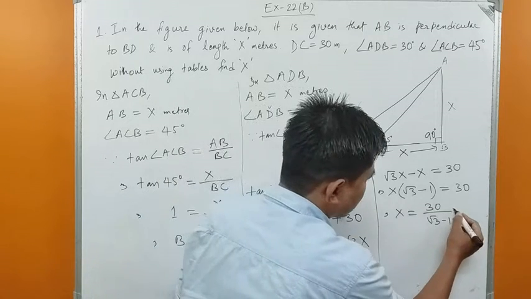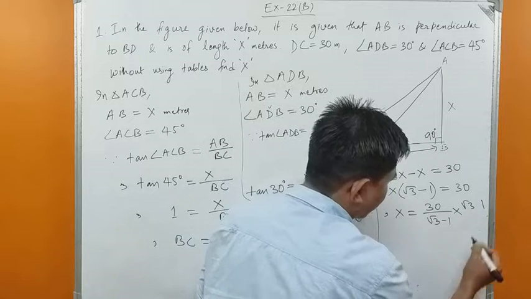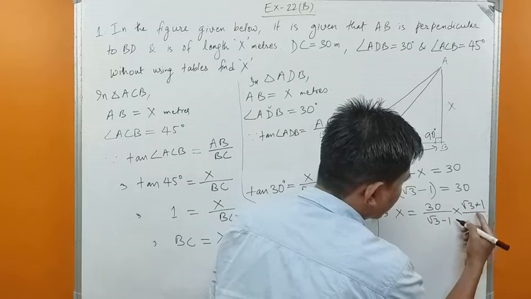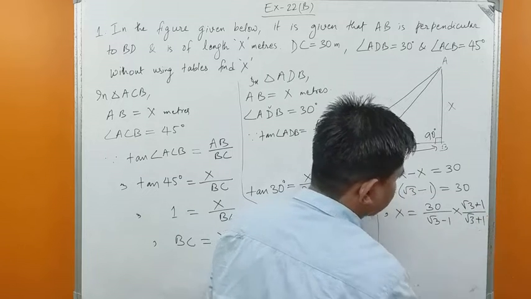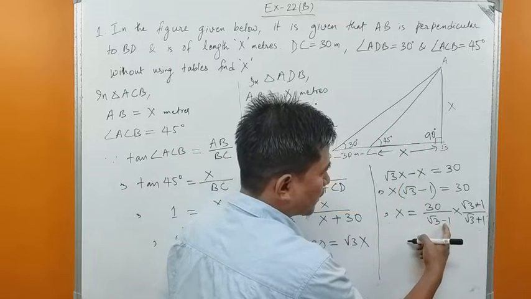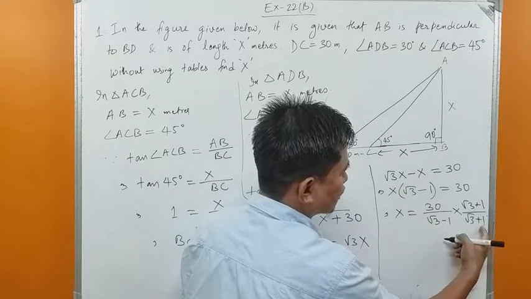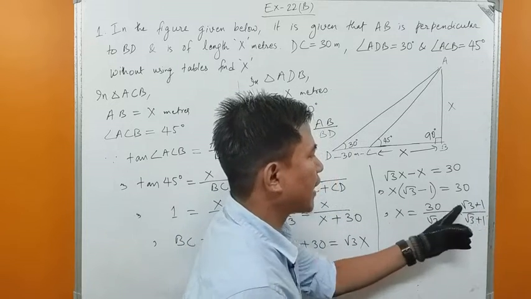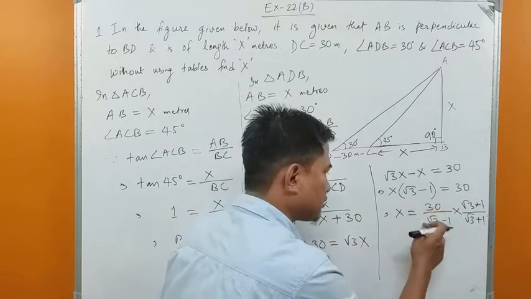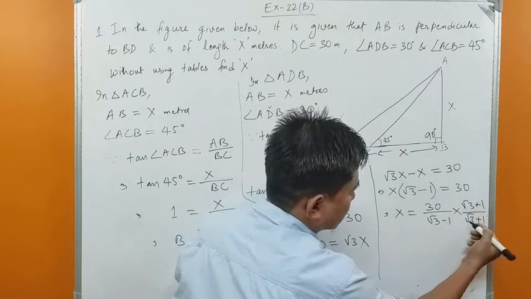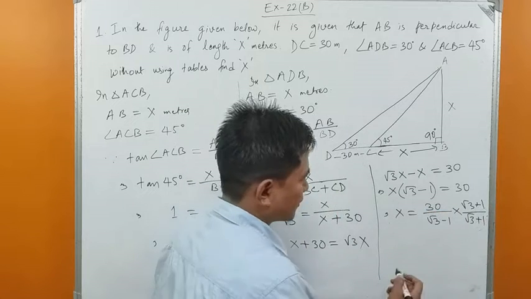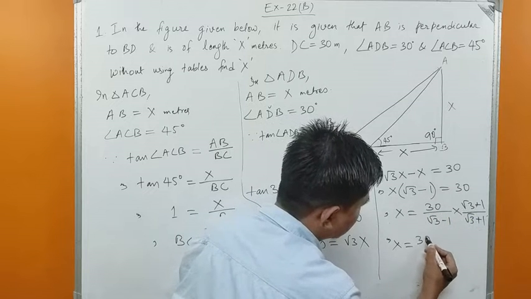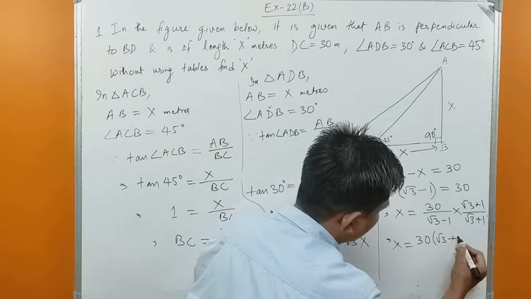How do we rationalize? We just write root 3 and 1, but the sign here is minus, so we write plus. So we multiply and divide by root 3 plus 1. The value of this number does not change when we do this, because this and this can be cancelled and we get 1, isn't it? Or x equals 30 into root 3 plus 1, over root 3 minus 1 into root 3 plus 1.